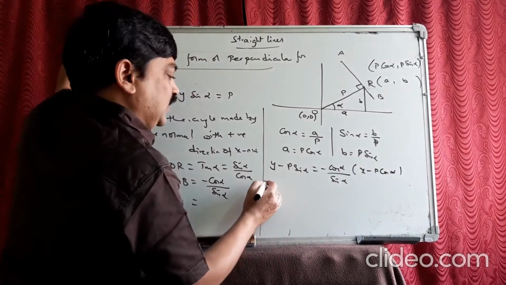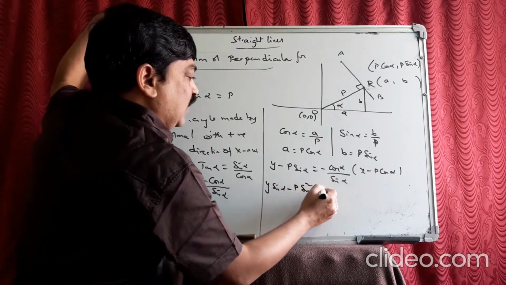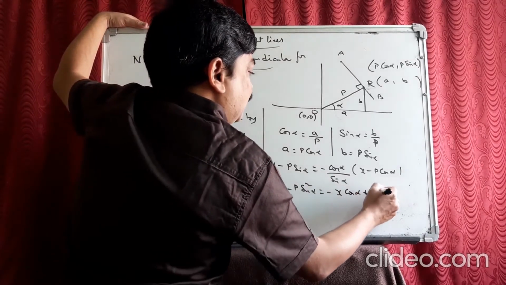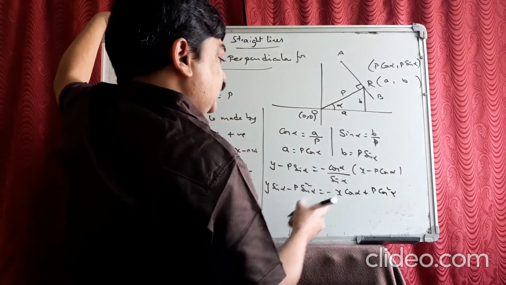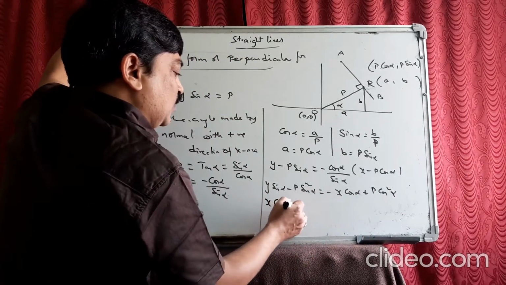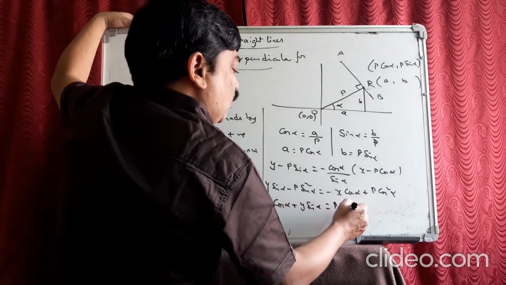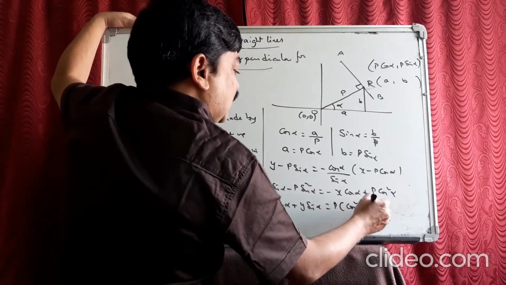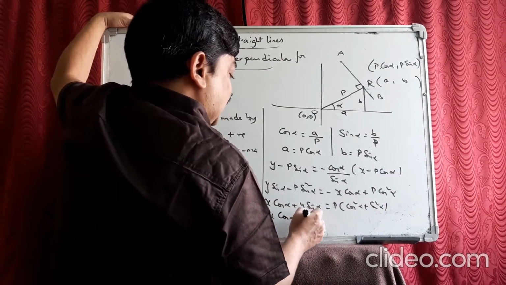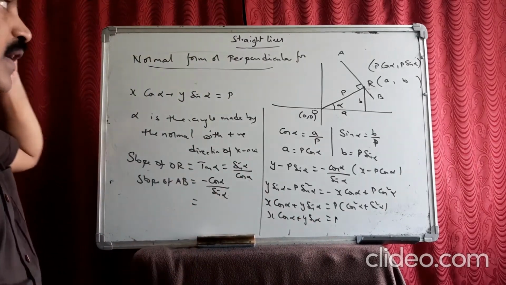Let us cross multiply this. y sin alpha minus P sin square alpha is equal to minus x cos alpha plus P cos square alpha. So x cos alpha plus y sin alpha is equal to, if I take P common, P into cos square alpha plus sin square alpha, which is 1 here. So x cos alpha plus y sin alpha is equal to P. So this is the derivation part of this.